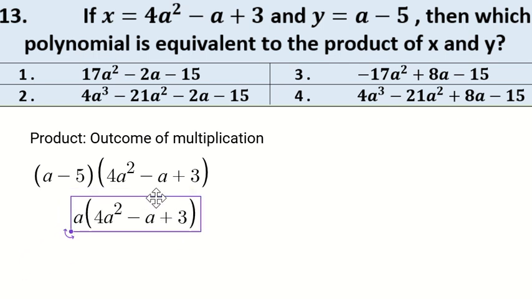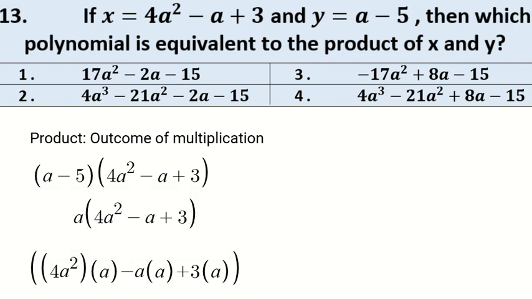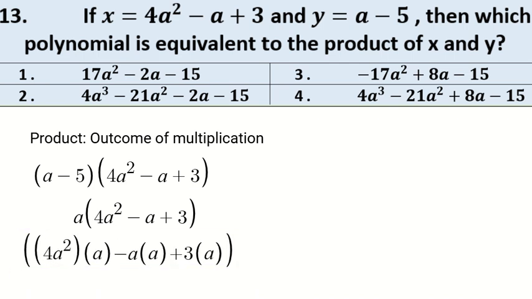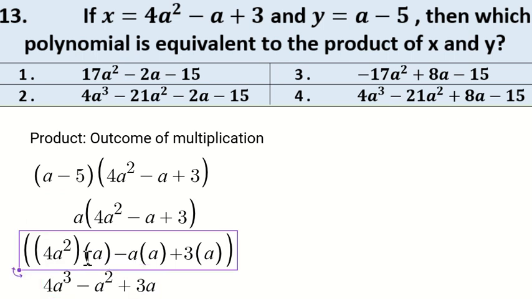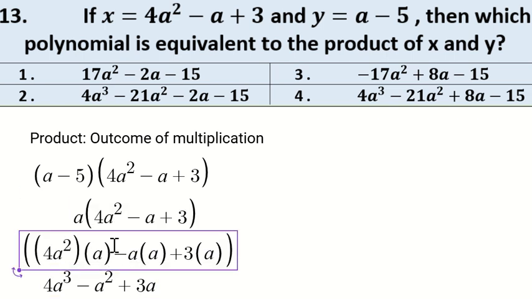Focus on the a first, right? A times 4a squared. And then a times negative a. And then a times 3. Right? And that gives us this. 4a cubed, right? We have 4 times 1. 4 for the coefficient. And then 2 plus the coefficient of a, which would be 1, giving us 3.